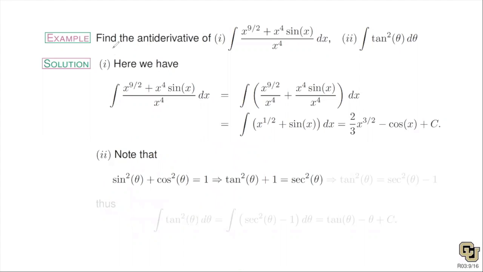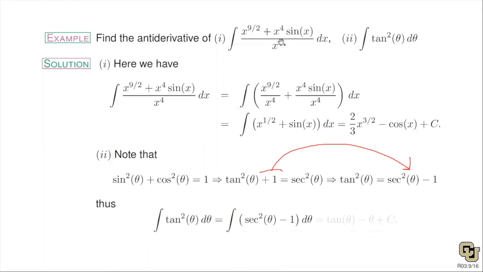And now move the plus 1 to the other side to isolate the tangent squared. So I get tangent squared equals secant squared minus 1, which is surprisingly easy to find the antiderivative of, if we know our derivatives. So here, the derivative of tangent is secant squared. So I know the antiderivative of secant squared would be tangent. And of course, the derivative of theta is 1 here.